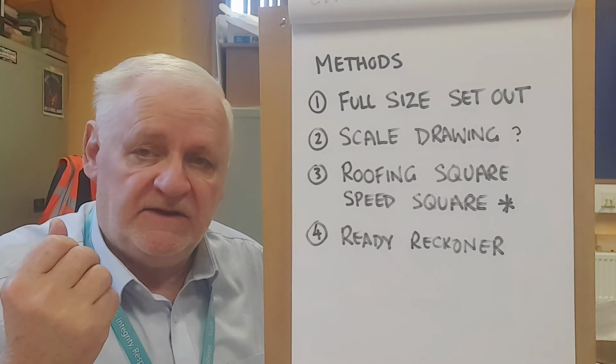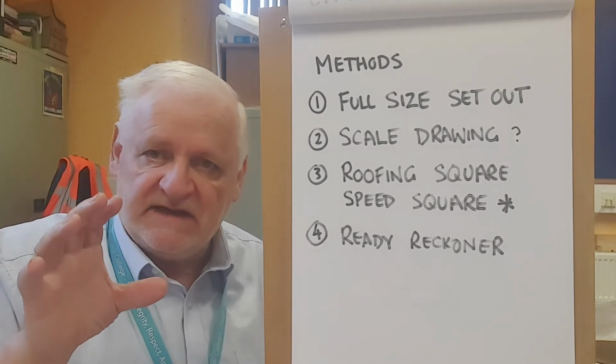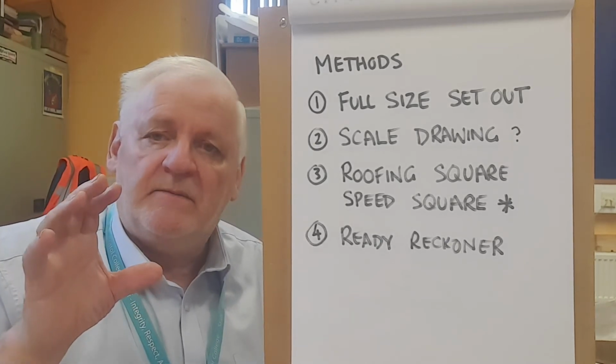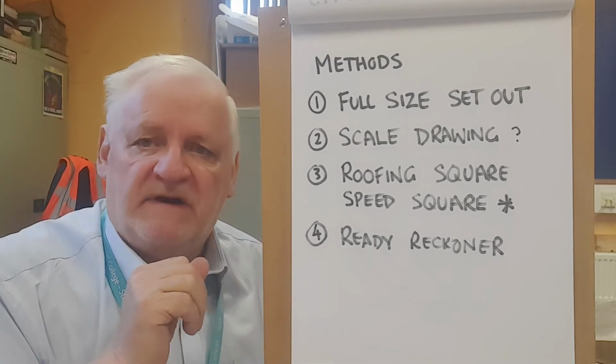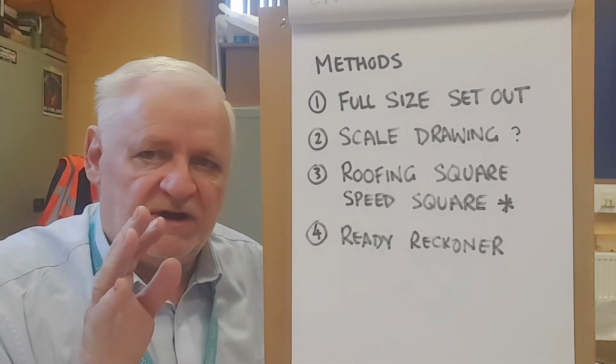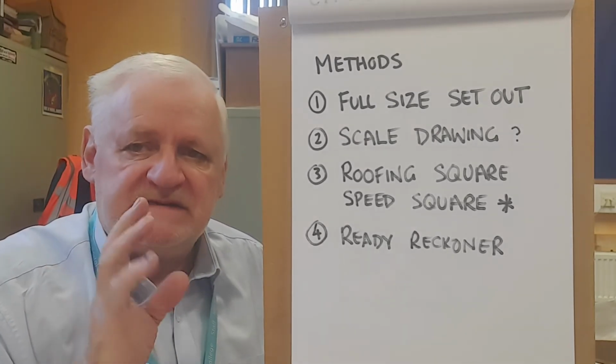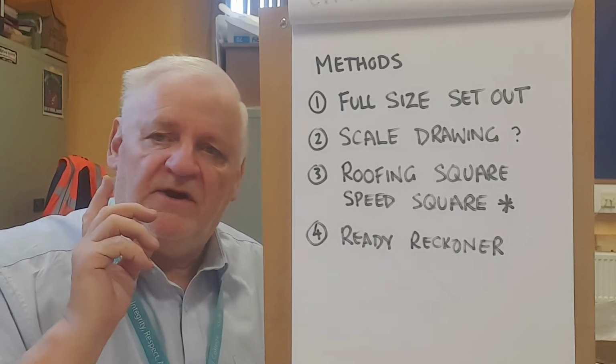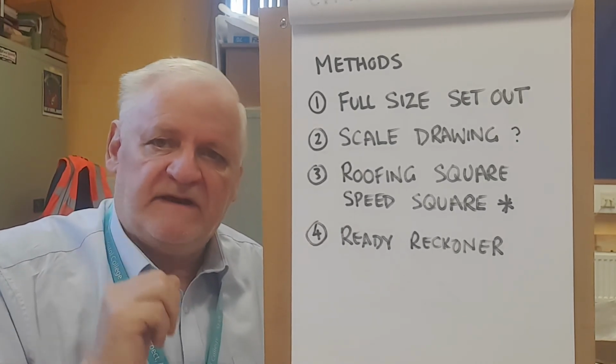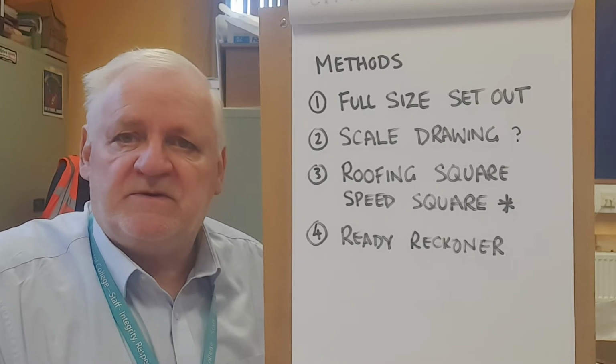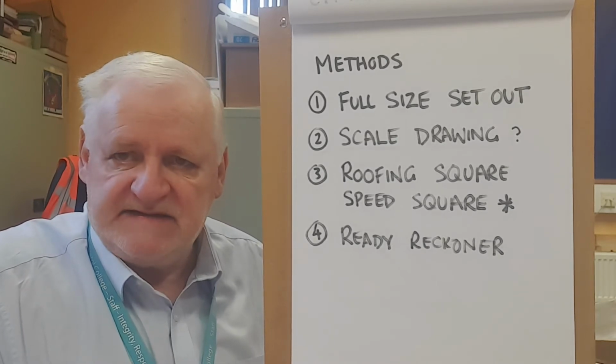And then I can use that single piece as a pattern for making all the rest. I will just chuck out a whole load of rafters exactly the same size when I know that the pattern is perfectly correct. This is what's called a full size set out.